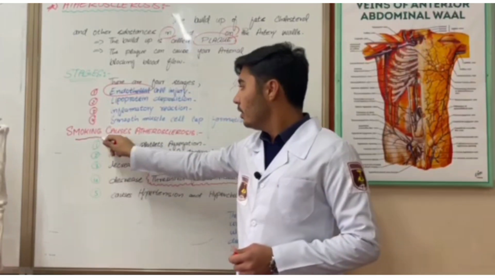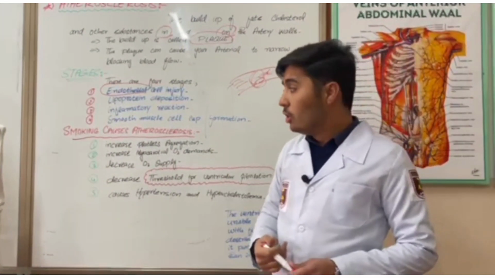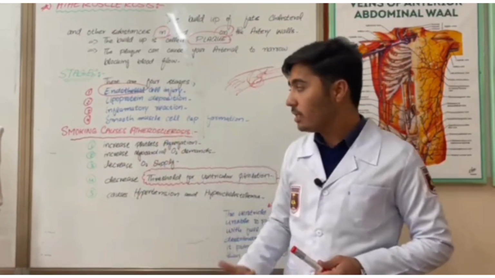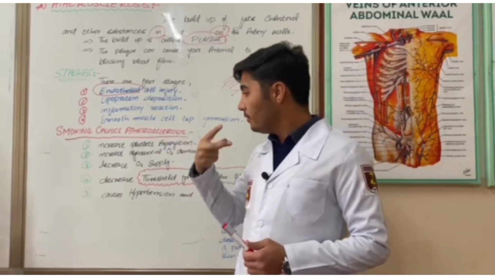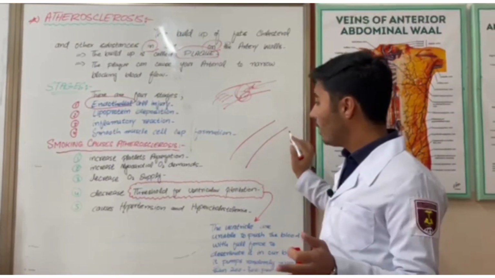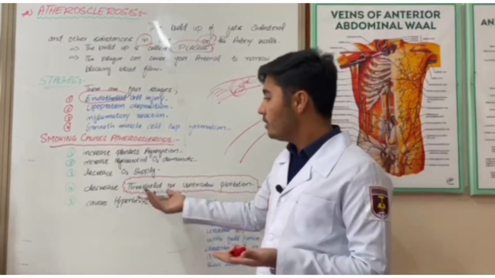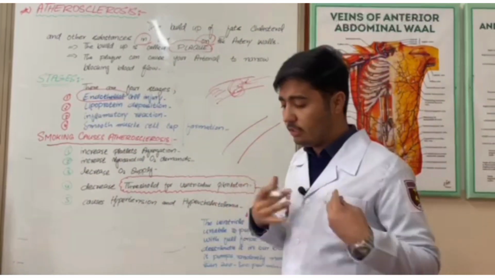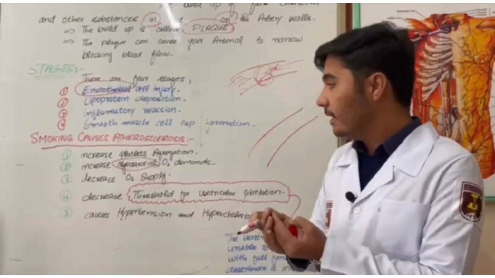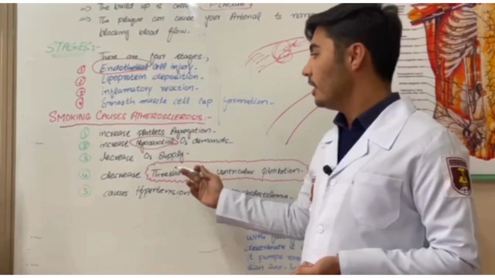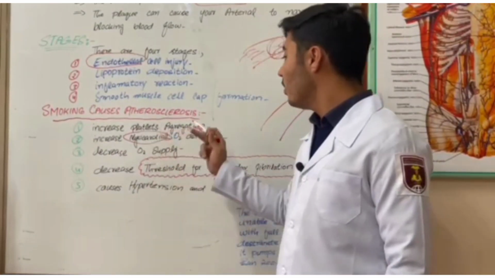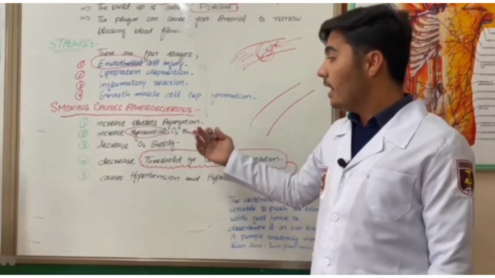After that, how can smoking cause atherosclerosis? Atherosclerosis will be produced because after smoking there is an increase of platelet aggregation. The increase of platelet aggregation in our arteries will be in the myocardium, the heart wall, the heart layer. In that it will cause platelet aggregation. Due to that platelet aggregation, there is an increase of O2 demand, oxygen demand, and a decreased supply.